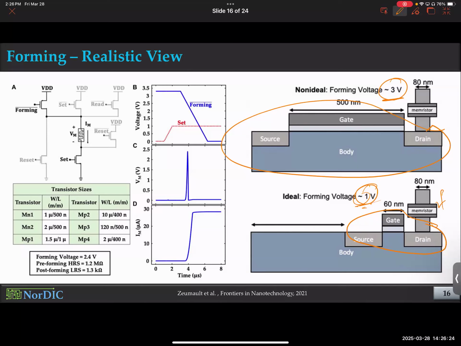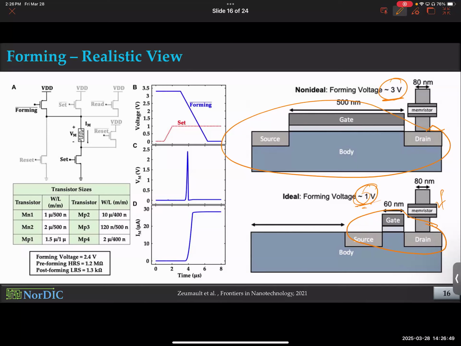So do you need a forming transistor for every single cell? Yes and no. Apparently, in some circuits, for example, where these are used in oscillators, neurons and synapses, you need dedicated ones. But in memory arrays, we often share these big forming transistors across the row or across the column.